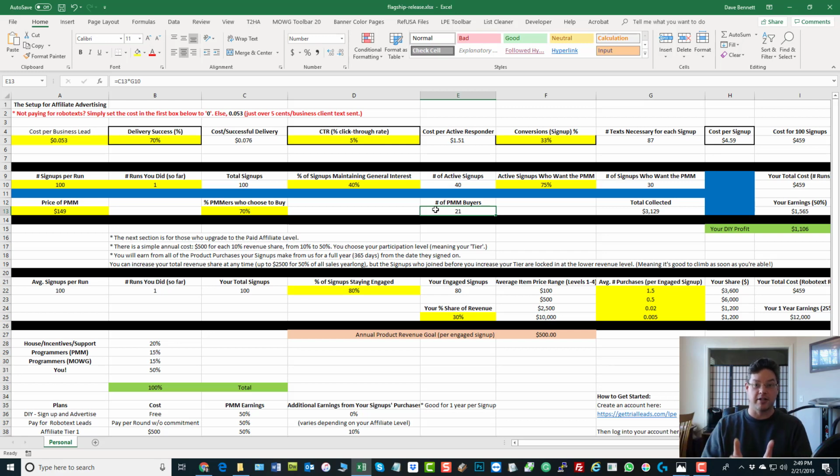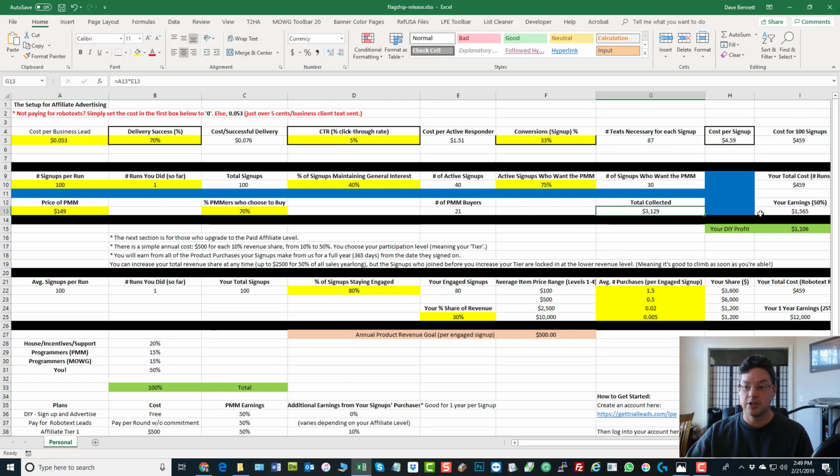Because we funneled to the people who are serious about it and want to do things with it right now. Okay. So, I have really staggered these numbers lowball, just to be fair. And again, they're yellow, so you can adjust them to whatever you think. Okay. That's 21 buyers. If we got 21 buyers at $149 each, we collected $3,129.